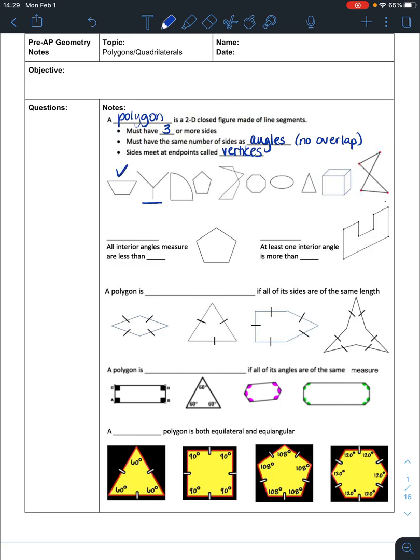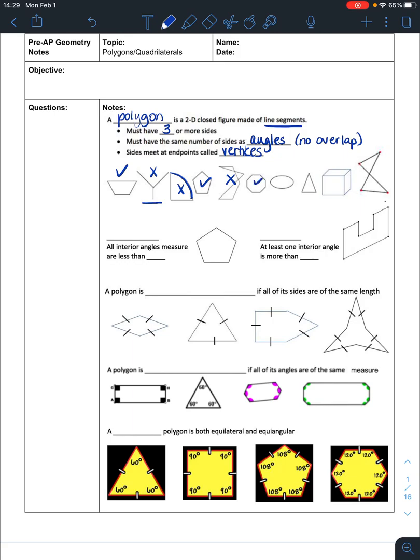Yes, this trapezoid is a polygon. No, this Y shape is not because it is an open figure. No, this shape is not a polygon because it's not made up of a line segment. This is a curve, and that's not a line segment. Yes, this pentagon is a polygon. This shape is not because it overlaps. It has too many angles and not enough sides.